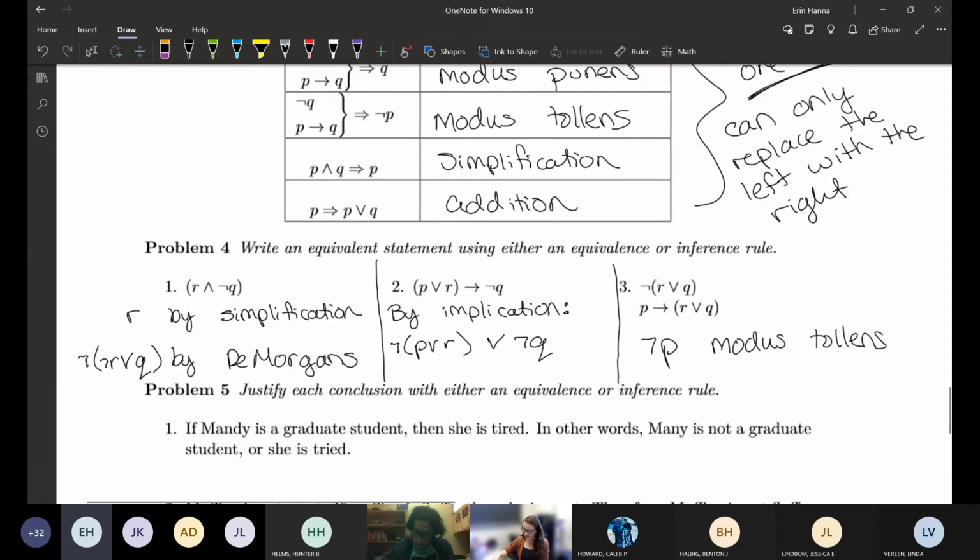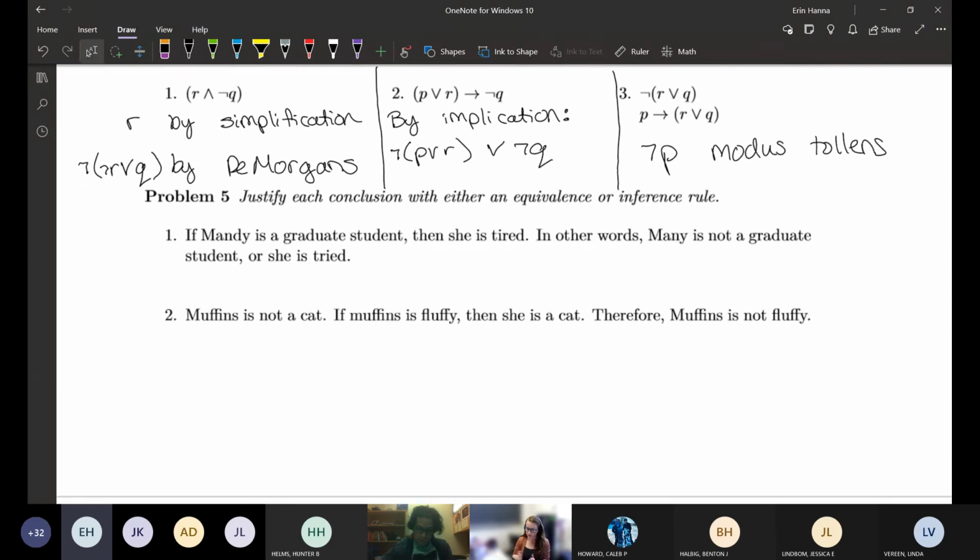So one last thing in the last few minutes, another type of question that I can ask with these types of things is something where we justify each conclusion with either an equivalence or an inference rule. And the first thing we need to do with these is the best thing we can do is to write them in symbols. So let's go ahead and write this in symbols.